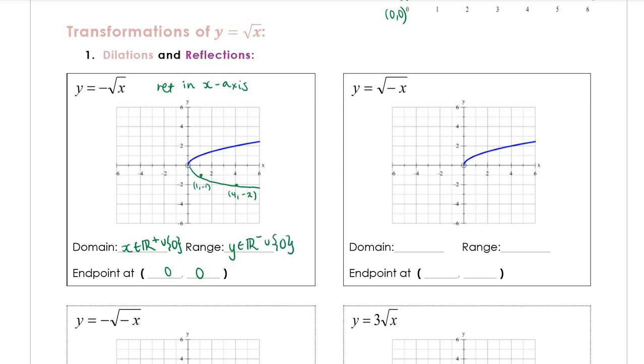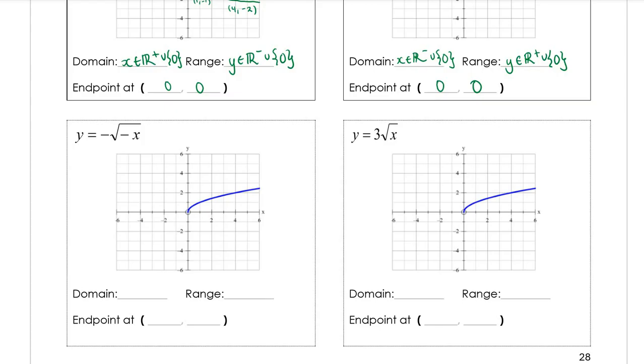For this next one here, because the x is the one with the negative, we are reflecting in the y-axis. So that (1, 1) is going to become (-1, 1), (-4, 2), and so on. And that means that the domain for our x is the one that's changing. Because we have to keep it positive under the square root, I have to multiply that negative by another negative. Whereas our range is going to remain untouched. It's going to be all our positives, including 0, with an endpoint at (0, 0).